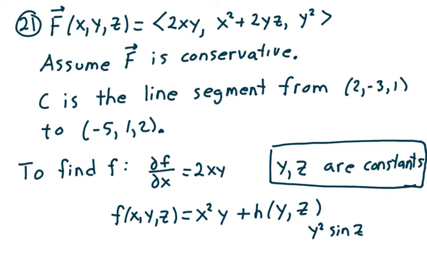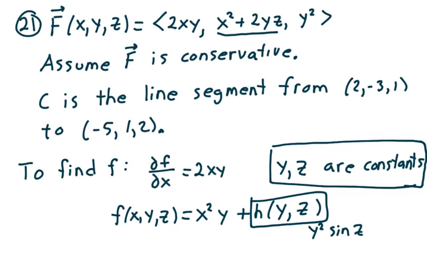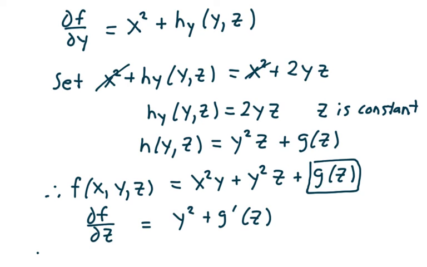And now, we need to get a handle on this function, and we're going to use the second component to do that. What does that mean? We need to take the partial of f with respect to y. And because you have a function of two variables, let's go back. The derivative of y is 1, right, with respect to y. So you're going to get x squared plus the partial of h with respect to y, or h sub y of yz. So you're taking the partial derivative of that function with respect to y. So I'm going to set x squared plus h sub y of yz equal to x squared plus 2yz.